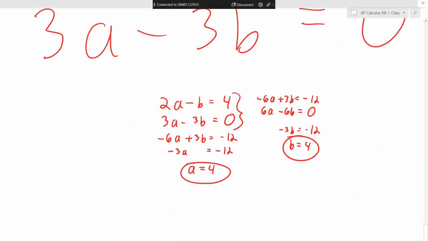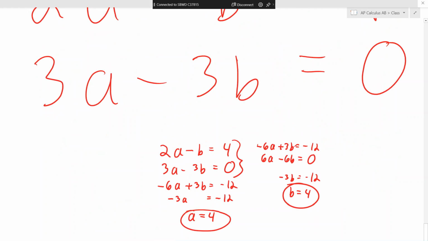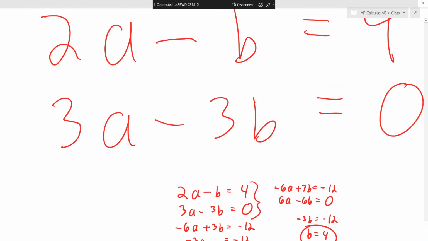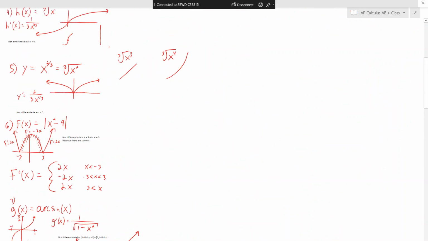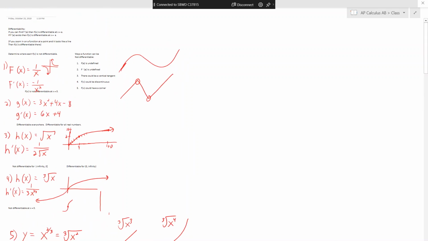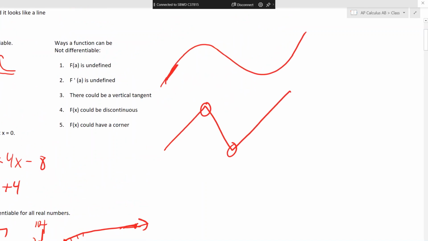But that's basically it. Differentiability, not super crazy. You'll see definitely a question like this one on the test. Okay, probably one of these absolute value ones, like where is this not differentiable? Just graph it and tell me there are corners. That should be an easy one. All right, and then maybe a graph where I'll ask you where it's not differentiable and you just pick out the points. Okay?